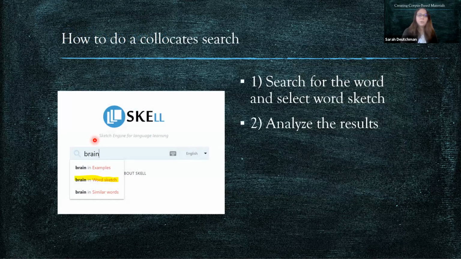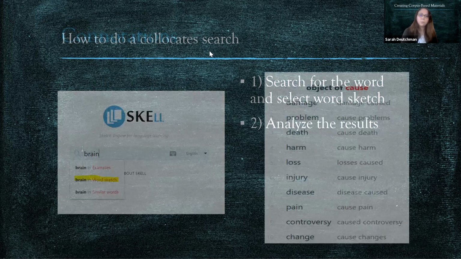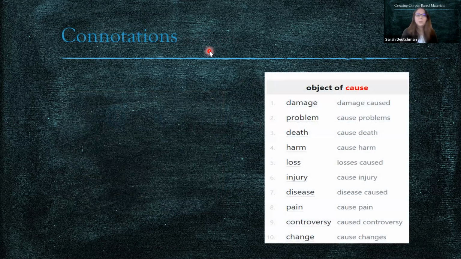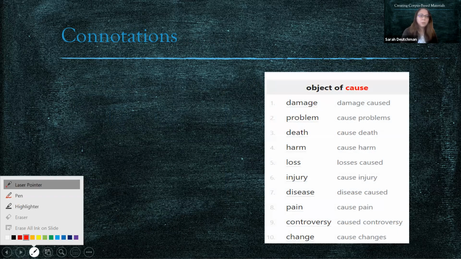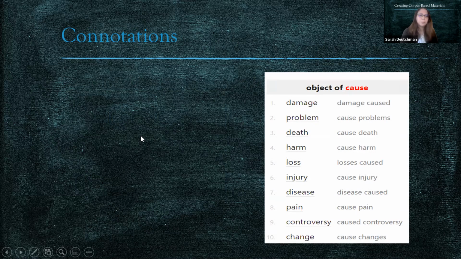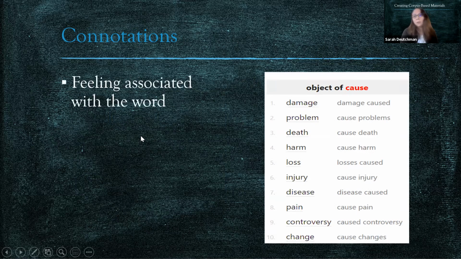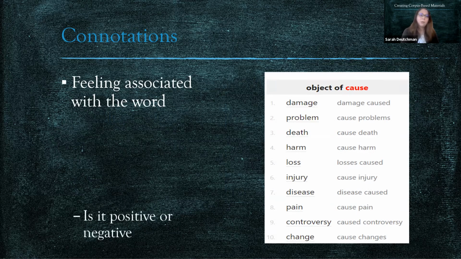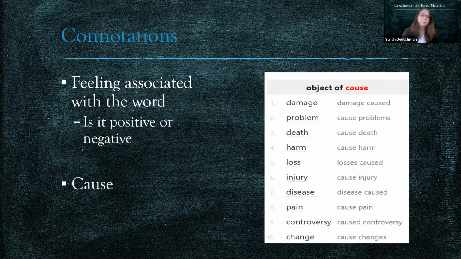For collocation search, you just put things in there and you would look at word sketch. So search and select word sketch and then analyze the results, and that's it. For connotations, what you can do is a type of search like this. Connotations, once again, are kind of the feeling associated with the word. Is it positive? Is it negative?